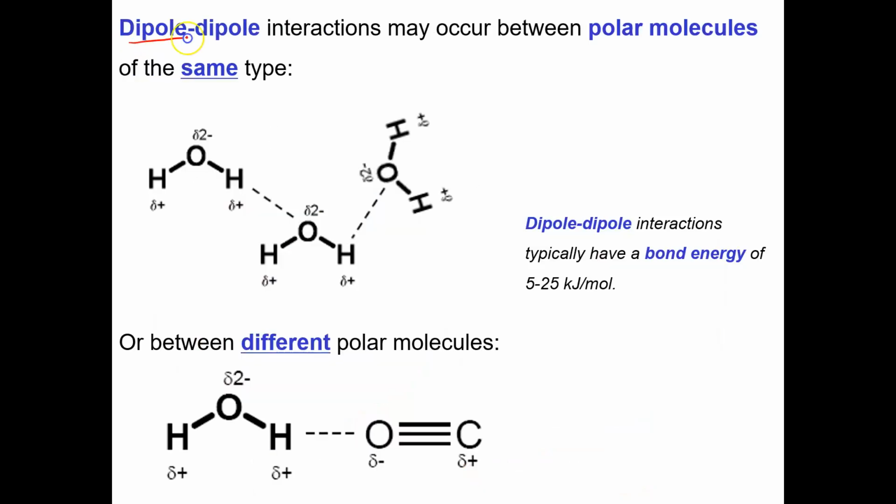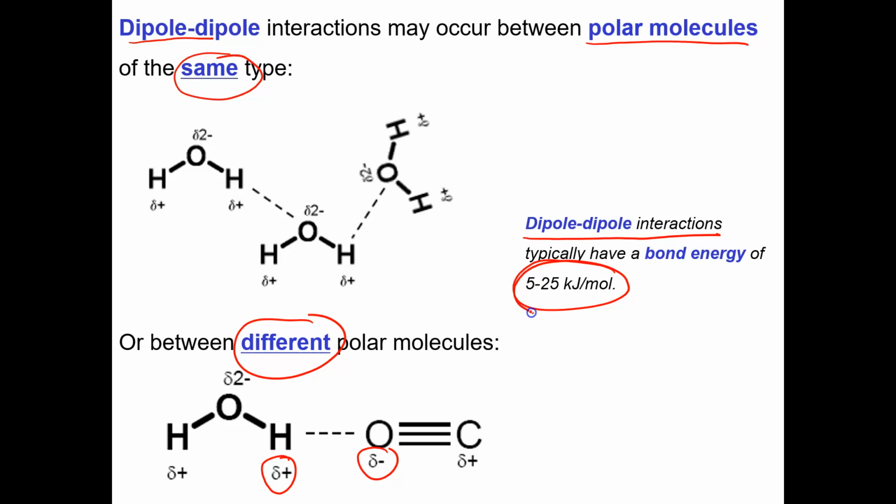So dipole-dipole interactions can occur between polar molecules of either the same type, like the water molecules that we just saw, but they can also occur between different polar molecules, say, for example, the positive end of a water molecule and the negative end of a carbon monoxide molecule. Now, these typical dipole-dipole interactions have bond energies significantly less than a covalent bond, sort of a few kilojoules per mole to a few tens of kilojoules per mole.